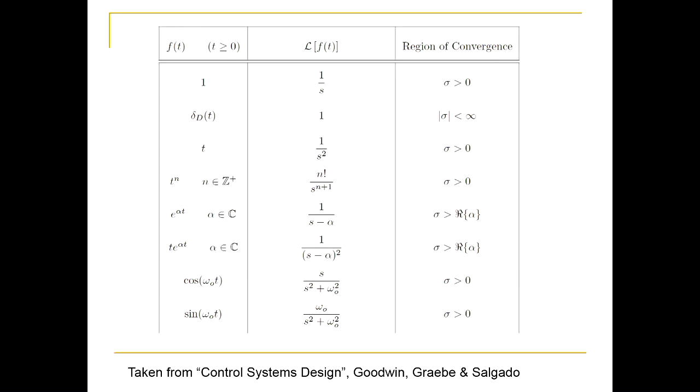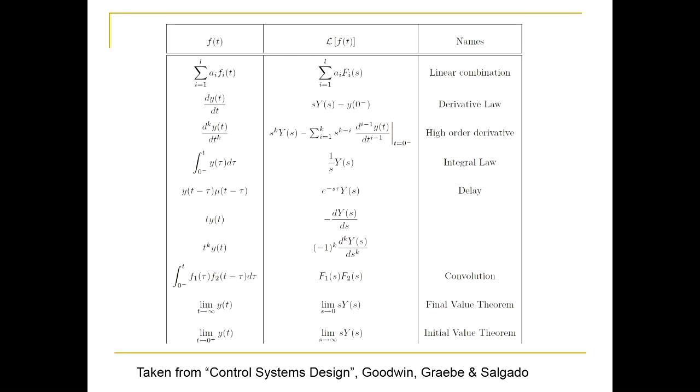In this next slide, we have properties of Laplace transforms listed. These are basically just properties that you can use in solving problems. The first property says that the Laplace transform of a weighted sum of functions f_i is basically the weighted sum of their individual Laplace transforms. So this is the linearity of the Laplace transform.